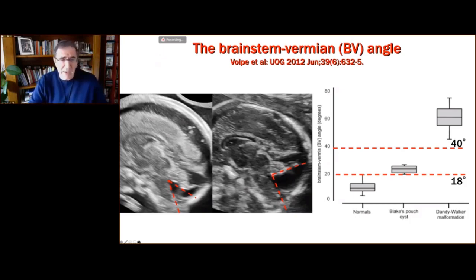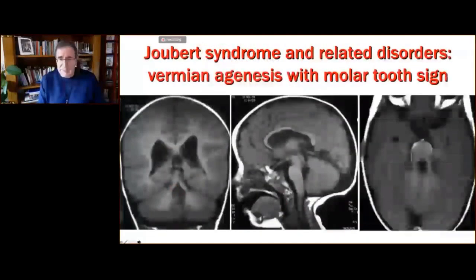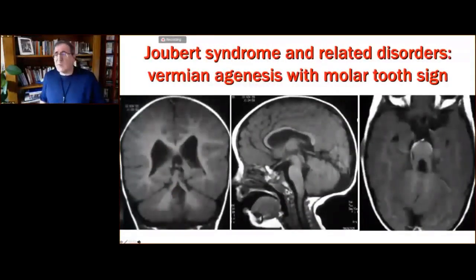A few other conditions deserve to be mentioned here, and Simon has already described Joubert syndrome. Joubert syndrome is a difficult diagnosis to make in the second trimester of gestation. I was quite amazed at seeing the molar tooth sign so well demonstrated in the second trimester, because as you will see, we can see it in the second trimester, but not that well.